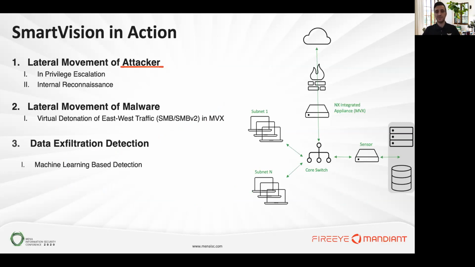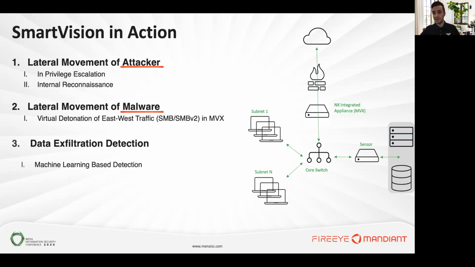When it comes to the attacker, Smart Vision will detect privilege escalation, for example. If the attacker tries to pass the hash, as an example, or uses tools like Mimikatz to escalate privileges, or if he wants to try doing internal reconnaissance against other VLANs within your organization. So Smart Vision as a solution is very effective in detecting the lateral movement of the attacker.